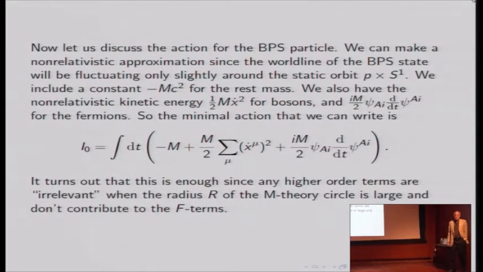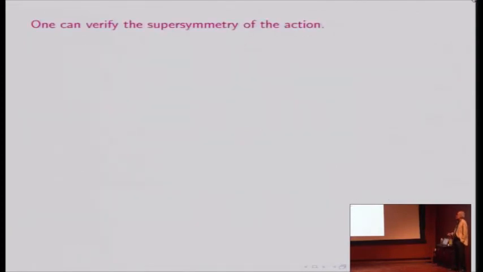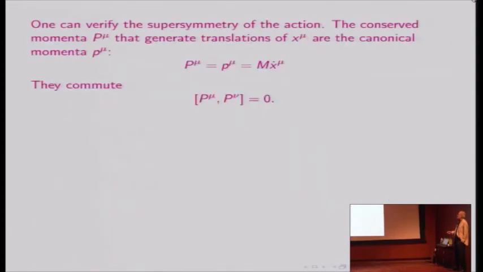They're irrelevant in the renormalization group because they have higher dimension, and you can show that they don't contribute to the F terms because their contributions have extra powers of 1 over r that an F term wouldn't have. So until we turn on the graviphoton, this is a good enough action. And we can verify its supersymmetry.